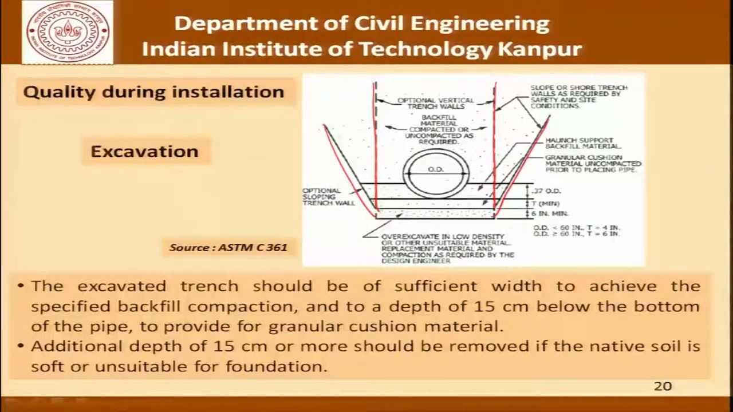So we cannot have the pipe resting directly on the earth. So usually there is an earth layer, that's where we stop our excavation, and then we put a granular cushion on which the pipe rests. So when it comes to ensuring the proper levels, then we have to make sure that the granular cushion top has the right slope so that the pipe rests on it properly.